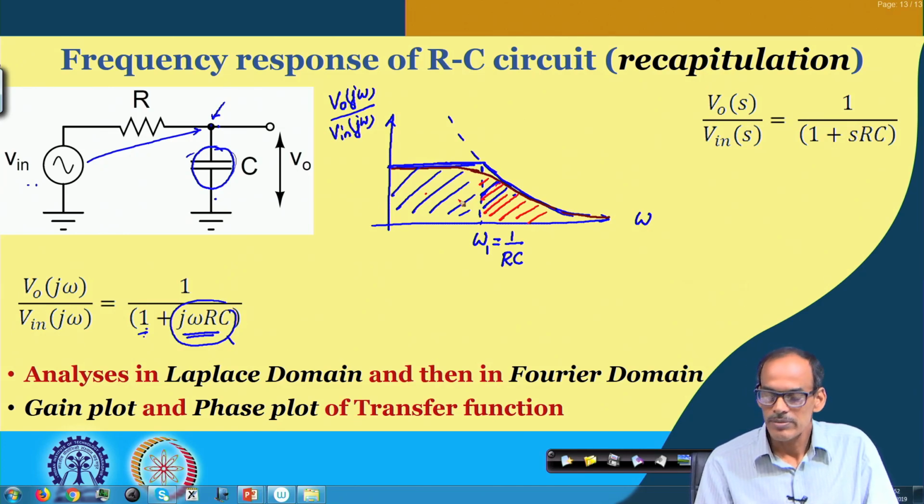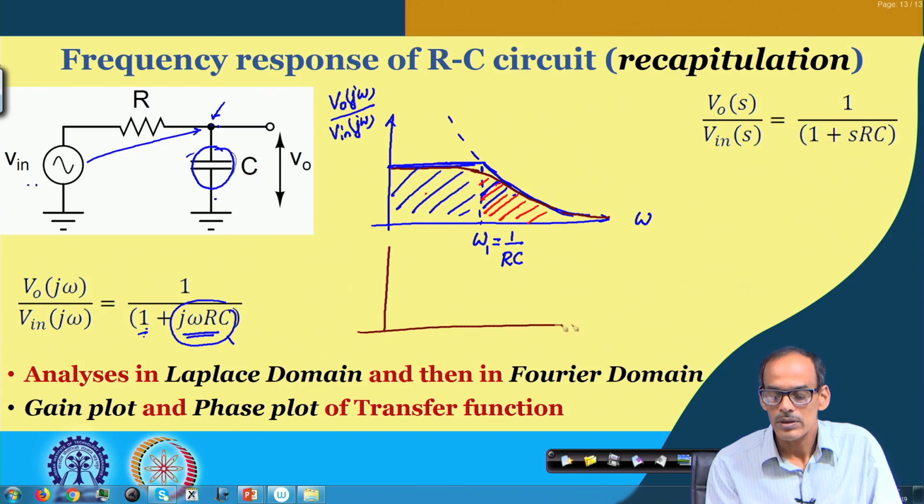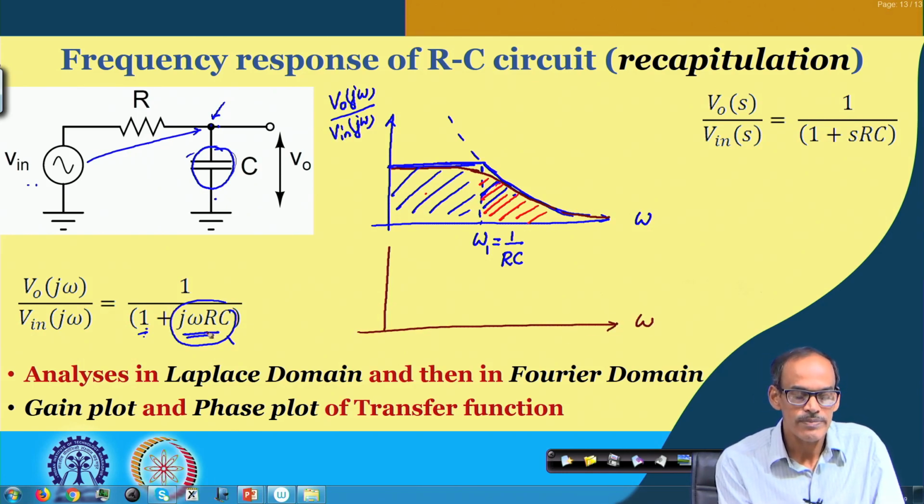Now, similar to the previous case, here again we can make the phase plot. At very low frequency this part is almost 0, so we have 0 phase shift. You can see that the phase shift here is 0 degrees. This y axis is the phase shift offered by this network.